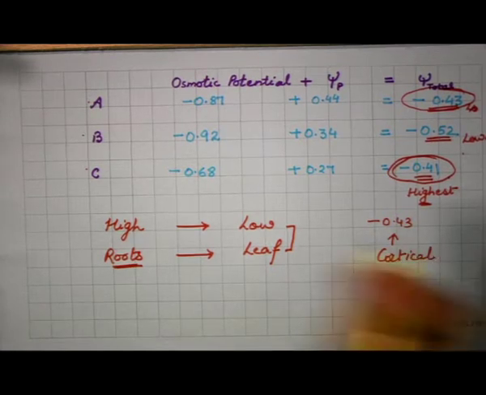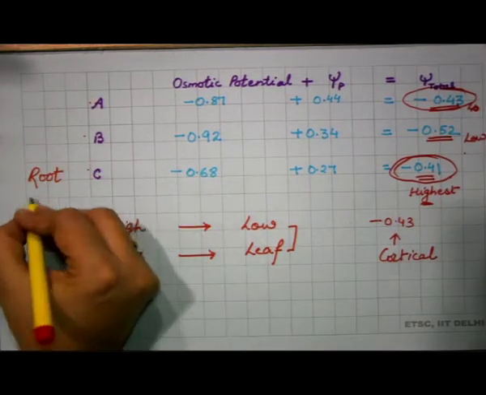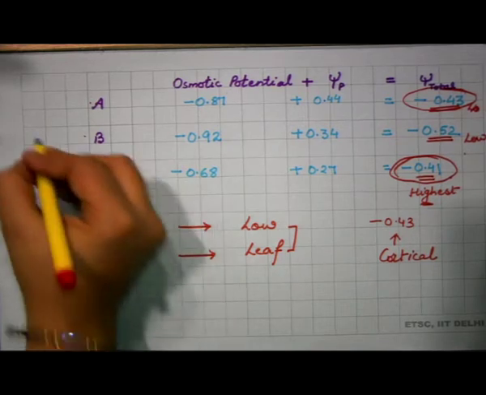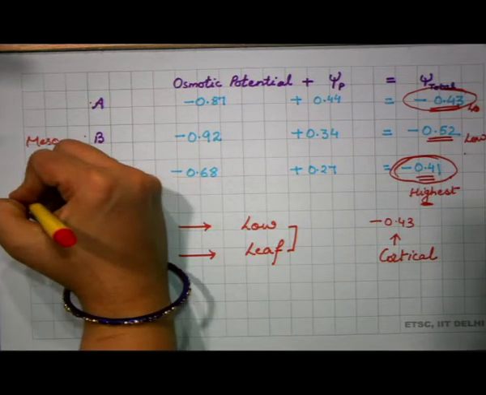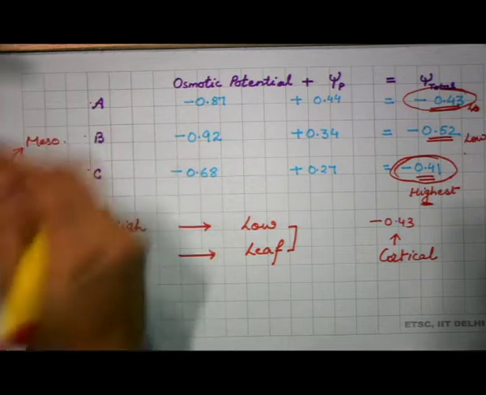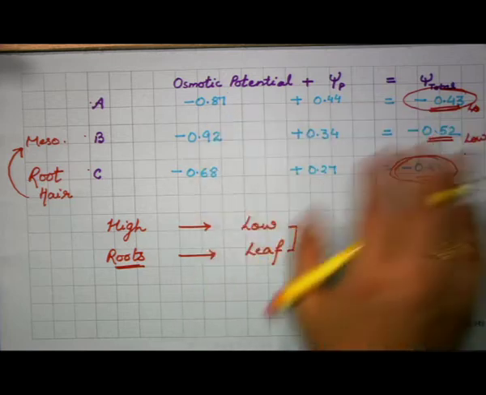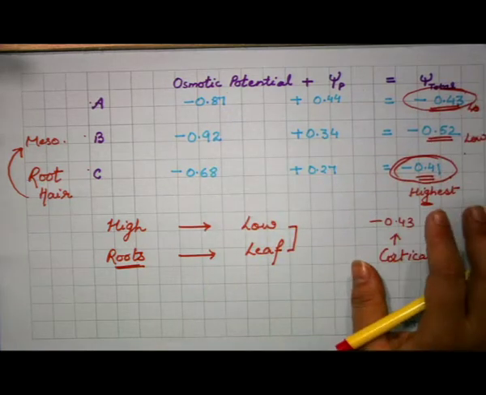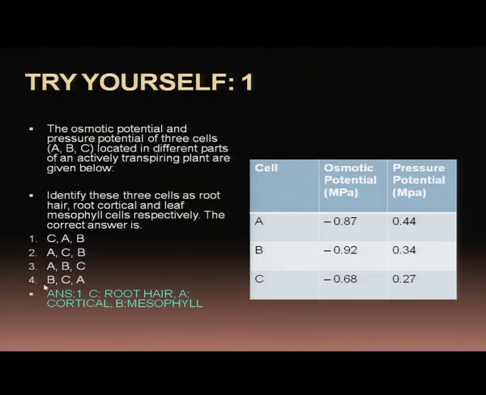So, this should be the answer: C, with the highest water potential, is the root hair cell. B, with the lowest, should be the mesophyll. That is why the transport of water will occur from roots to mesophyll, and the cortical cells should have a water potential somewhere in between the two. Okay, so let us see which option satisfies our answer. It is the first option. C is the root hair, A is the cortical cell and B is the mesophyll cell.